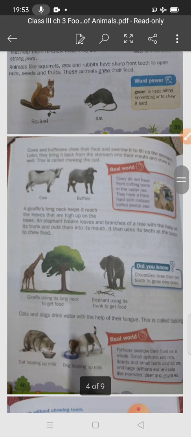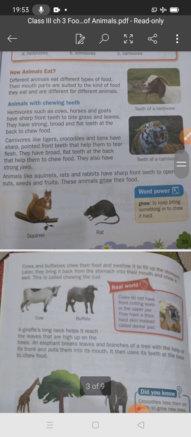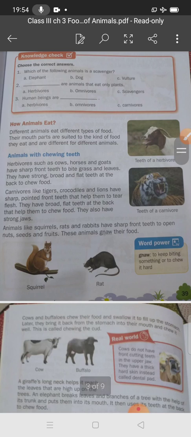Okay students, so I hope you understand. We have discussed how animals eat, the teeth of different animals, herbivores and carnivores, and cows and buffaloes. In the next lecture we will discuss the giraffe and other animals like cats and dogs. I hope you understand, and you can find the extra question and answer, what type of teeth cows and buffaloes have. Okay students, take care, bye.